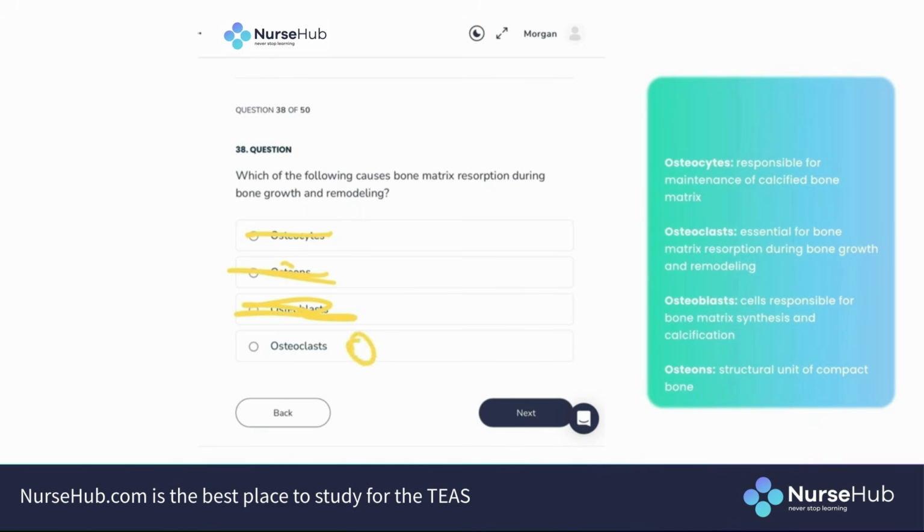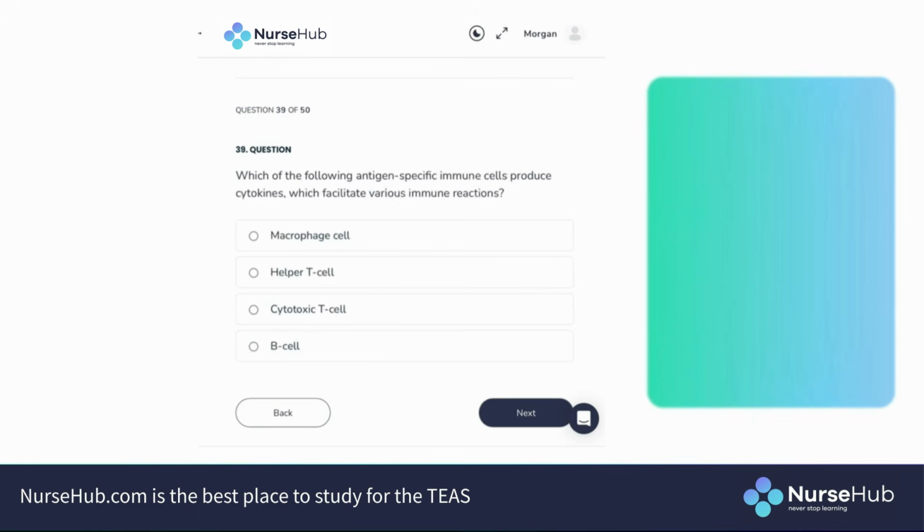And again, this is something that will just have to be committed to memory. I recommend flashcards, making matching games for yourself so that this becomes second nature to you.